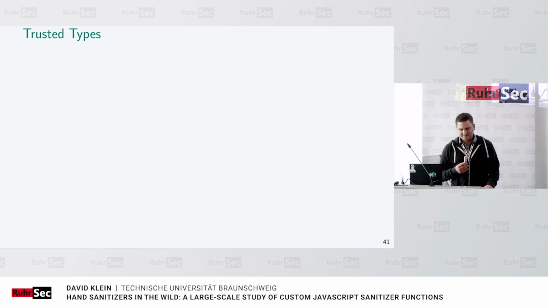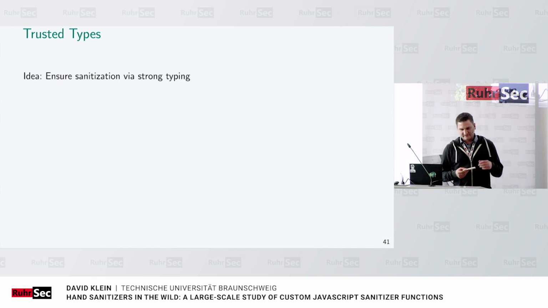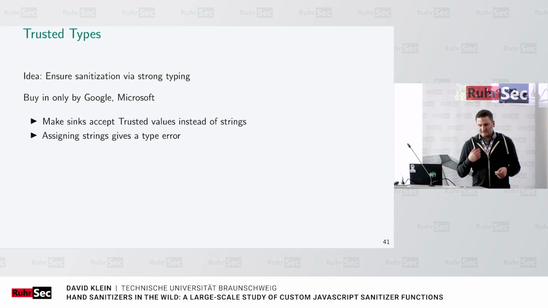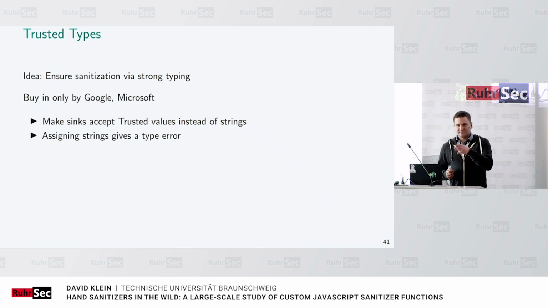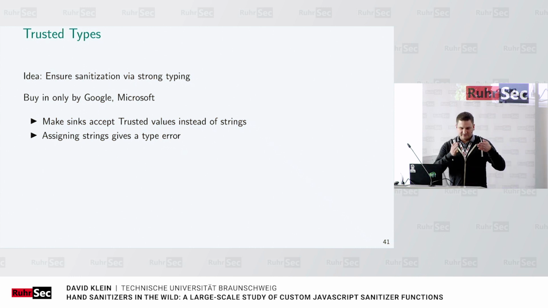The second draft specification is Trusted Types, which is like a Google initiative. And here the idea is to ensure that sanitization has taken place, that you can't forget to sanitize input, via the type system. I really like strong typing, so the idea is pretty nice, I believe. However, it's currently only supported by Google and Microsoft, but yeah, they make up most of the browser market share. And the idea is basically every sink function which does string-to-code transformations accepts only trusted values and rejects string parameters. And you basically have to convert your string into a trusted value, otherwise you get a type error. So you can't assign strings to the sink anymore.